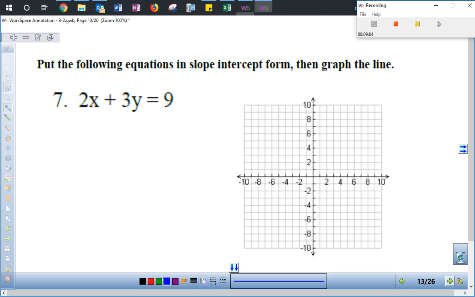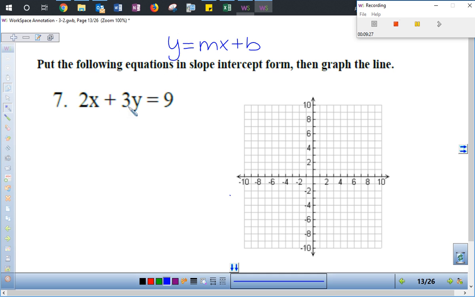Now on number 7, they are giving us an equation. However, it's not in slope-intercept form. So what we need to do is put it in slope-intercept form. Now from the problems above, we know that slope-intercept form is y equals mx plus b. So our goal to get it from this form to this form is to solve for the y variable.